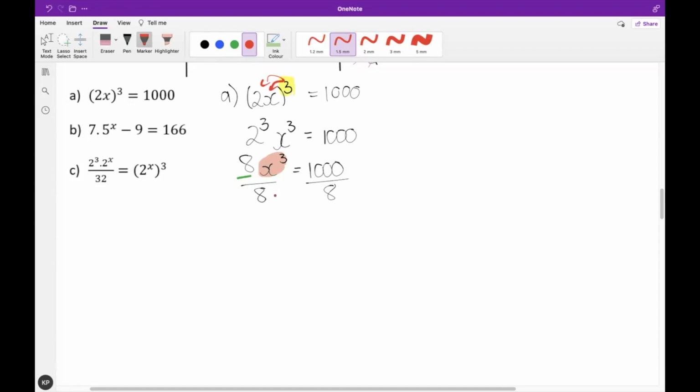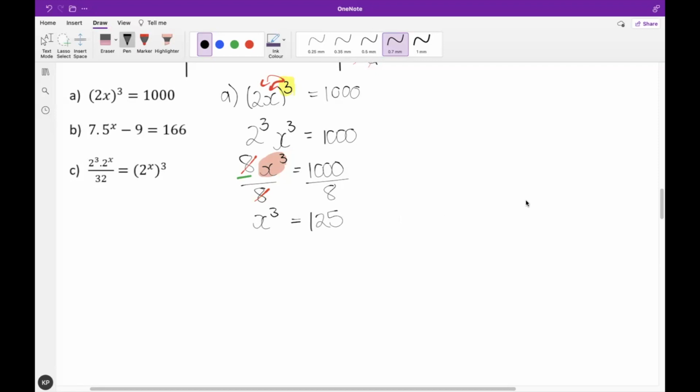What is that going to give us? They cancel out. So I'm left with x cubed on my left-hand side equals 1,000 divided by 8. And what is that? Thank you, guys. It is 125.